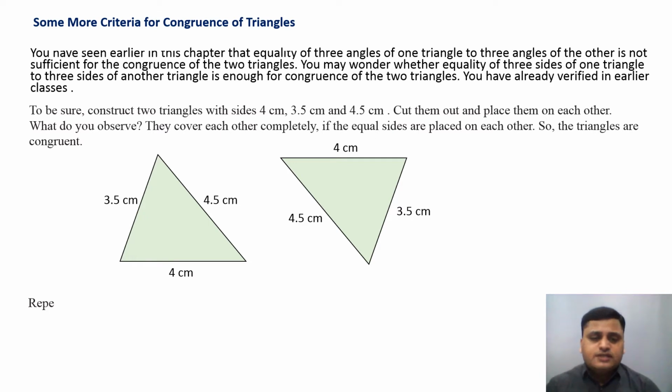So from this, what you observe is that if two triangles have equal side measurements, and after cutting them out we place them on each other, these two triangles will coincide, becoming exact copies of one another. You can repeat the same activity with some more triangles.